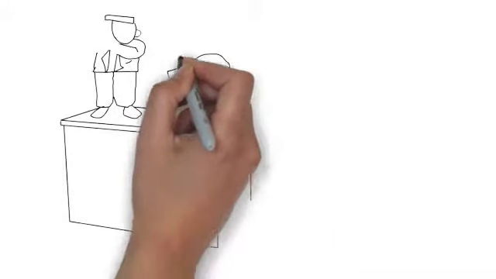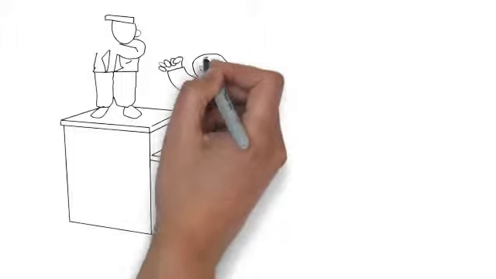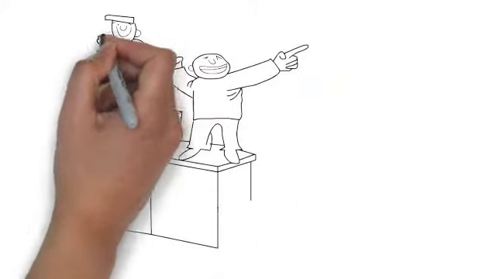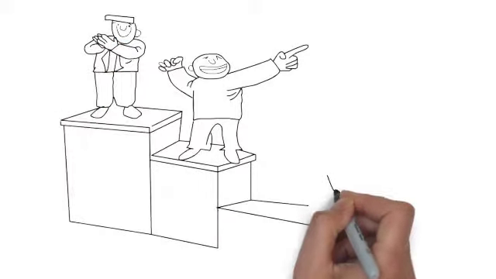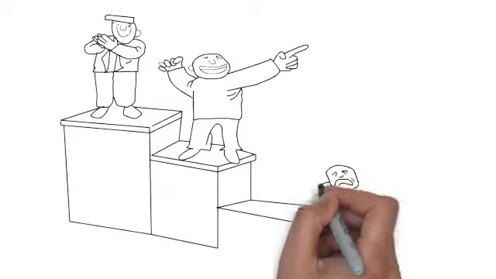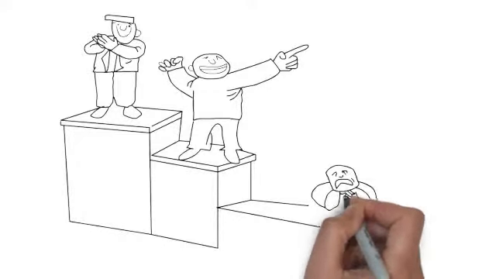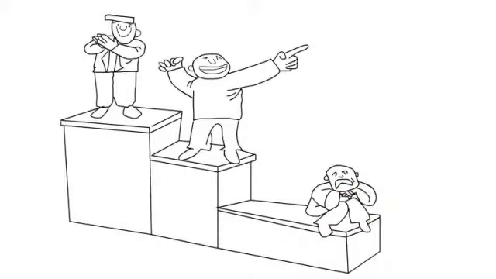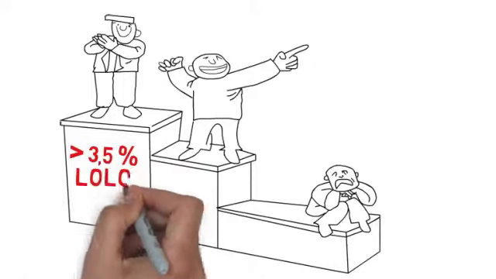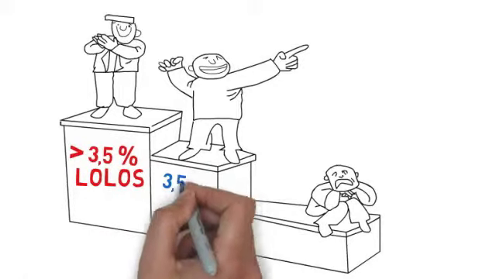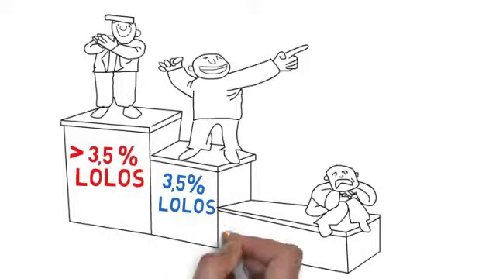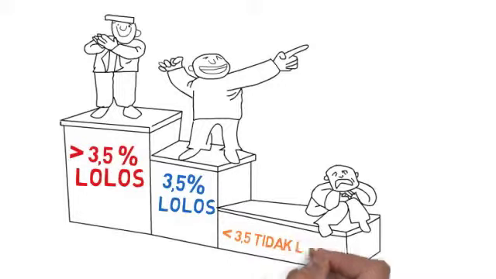The number of valid votes can be identified by KPU's recapitulation result. Parliamentary threshold is a number established to determine whether a party is eligible to participate in DPR seat allocation. The determined parliamentary threshold is 3.5%, and only parties who manage to collect 3.5% valid votes or more are eligible to participate in DPR seat allocation. Parties who fail to collect 3.5% valid votes will be automatically excluded from the DPR seat allocation.